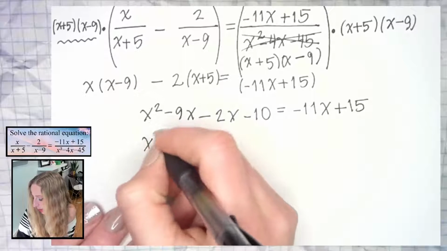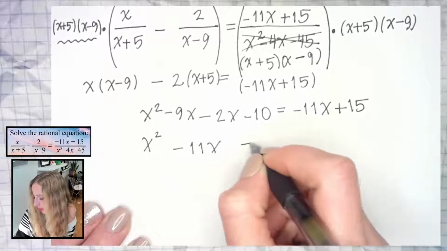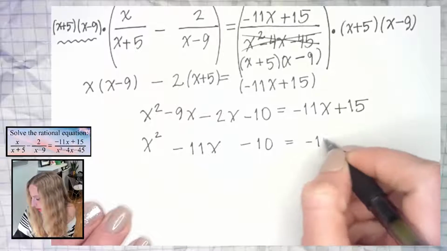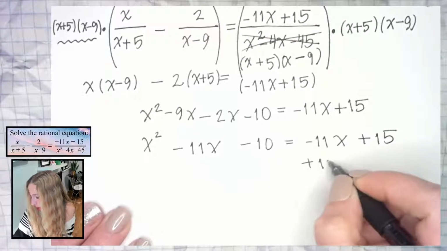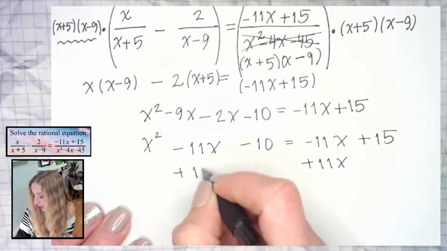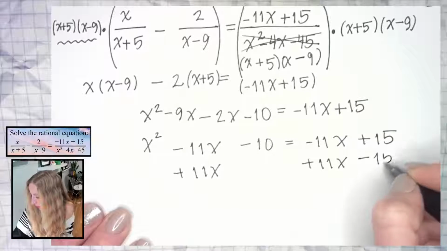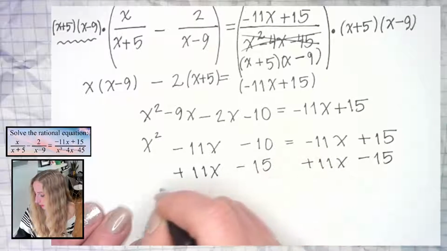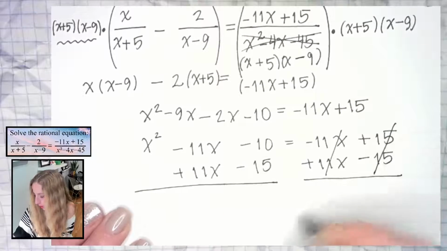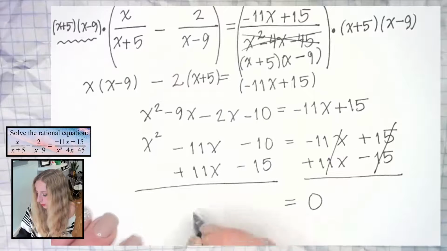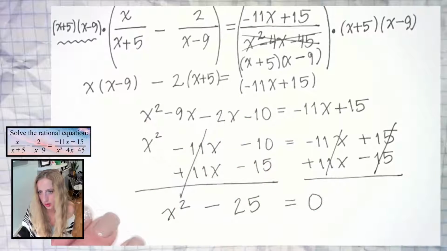So what do we got here? X squared. I'm going to combine like terms. This is negative 11x and minus 10. And then I have another negative 11x here and a plus 15. I want to get a 0 on this side, so I'm going to add 11x. Since I do have an 11x on either side, interesting, I'm going to subtract 15 while I'm at it. This is canceling because canceling creates 0. And then this is x squared minus 25 because this also canceled.